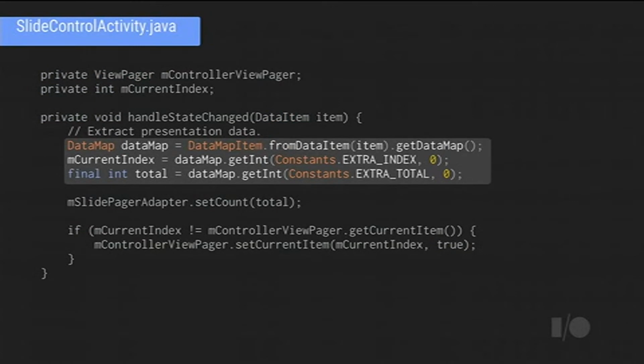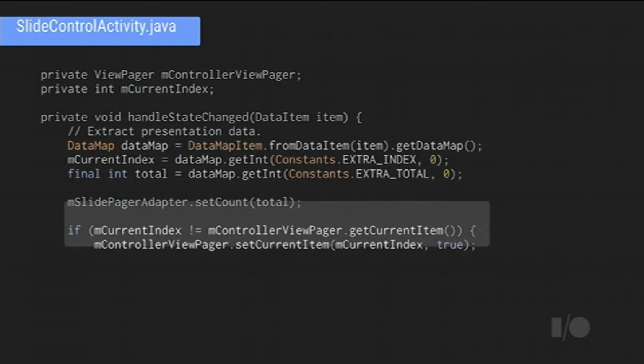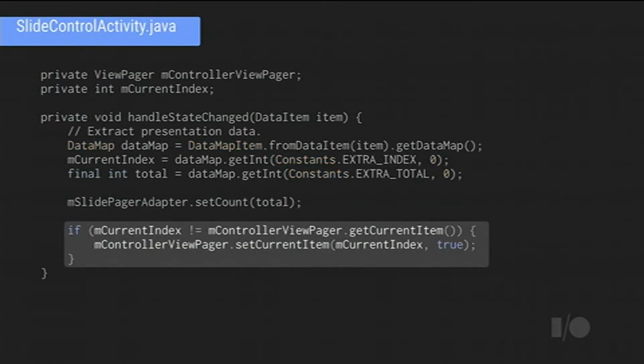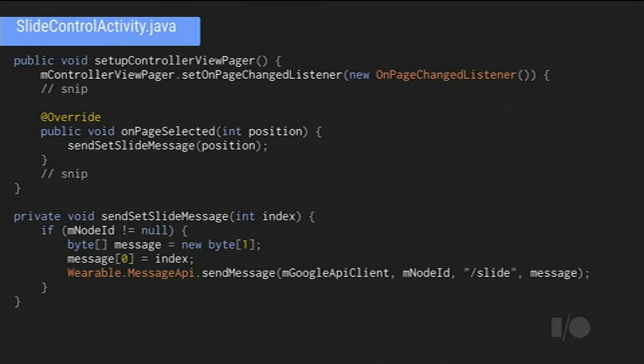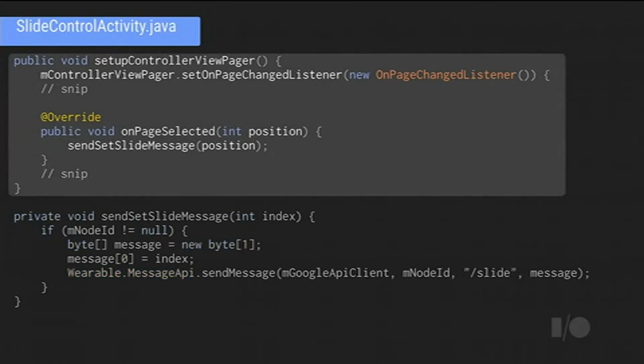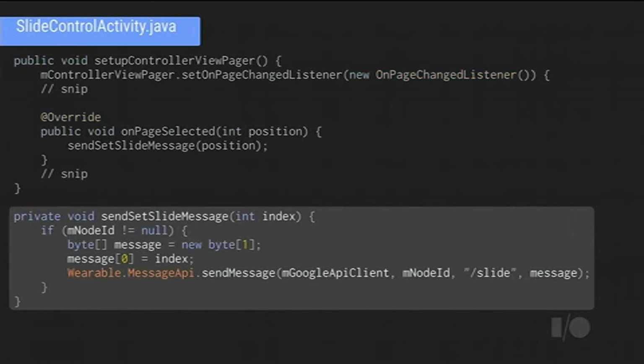We're going to extract our presentation data, and we're just going to set the view pager that's running on the wearable to be the same index as the index on the phone. We also want to be able to control it from the wearable. So I create another on-page change listener, and now I'm going to send a different type of message. Instead of that control forward and backwards message, I'm going to send a new type of message on a different path called slide. And here the byte is just going to say, what is the desired index that I want to have?